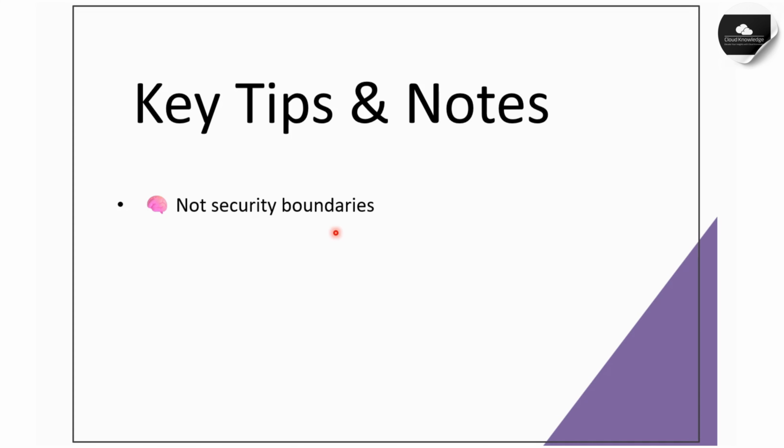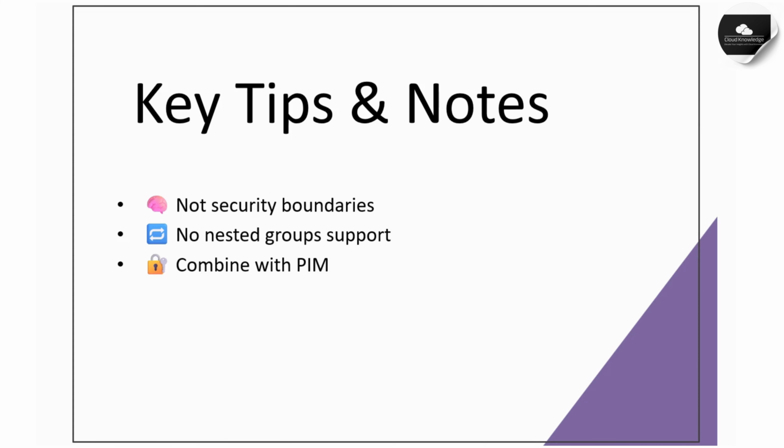So not security boundaries. If you want to create security boundaries, you can create them with the help of the same. No nested group support, meaning it will not support nested groups. If you have put two groups inside one group, it will not be supported for the nested group itself. You need to take care of that. Combine with PIM: you can combine AUs with PIM roles, right? You can assign the PIM roles with the help of AUs.